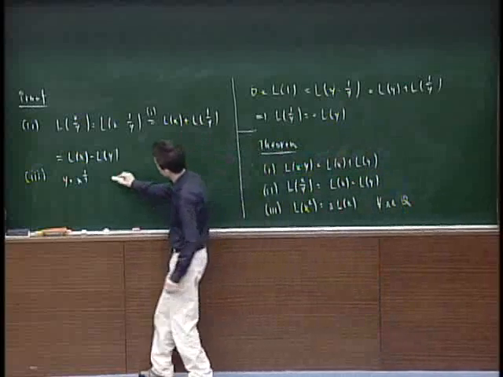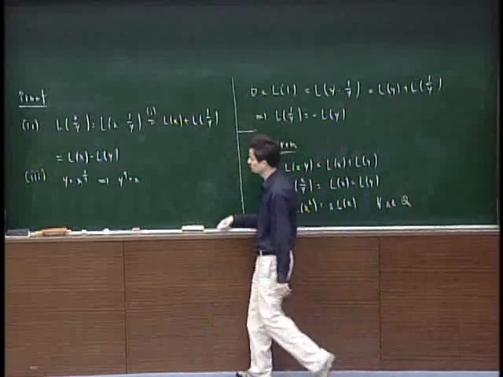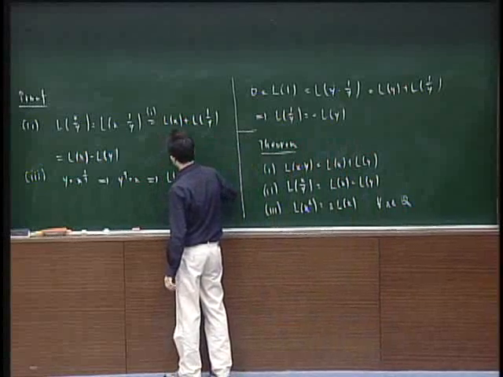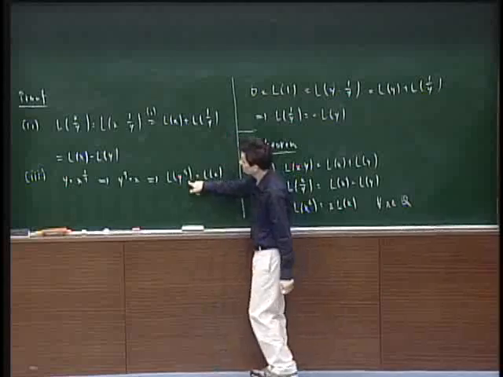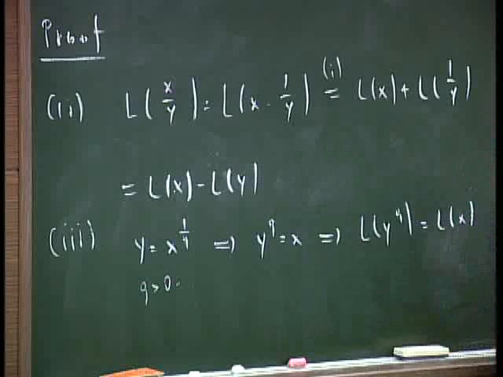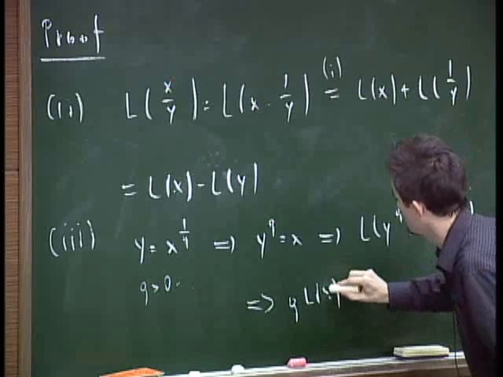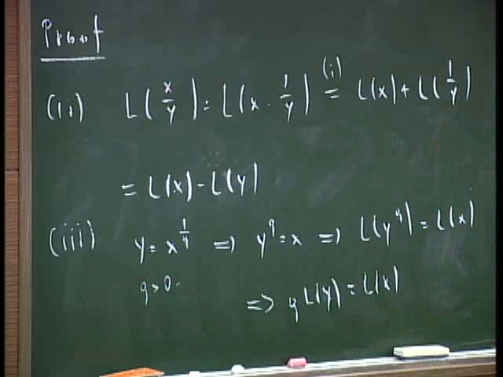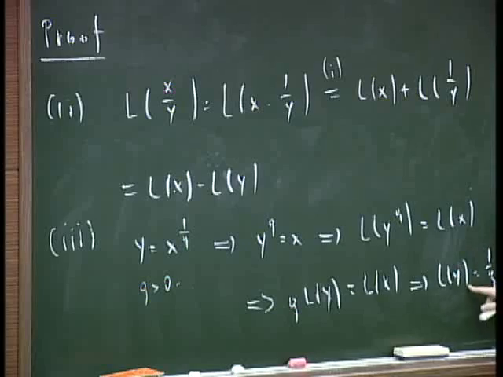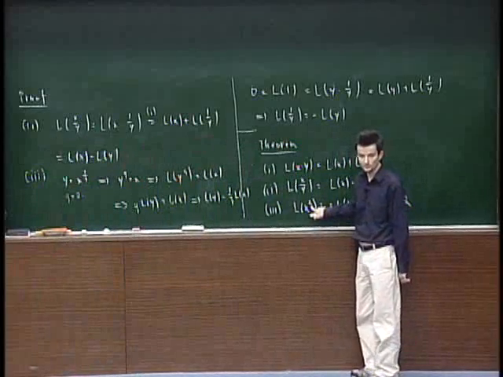Now this means that y to the q is equal to x. Now you apply L on both sides, so L of y to the q is equal to L of x. Because we assume that q is larger than 0, it's a natural number, here you can use the first property. So this will be equal to q times L of y, which is equal to L of x. So you see that L of y is equal to 1 over q L of x. But y is equal to x to the 1 over q. So we have proved this property now for the case where r is equal to 1 over q.